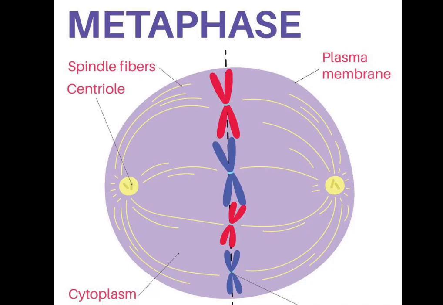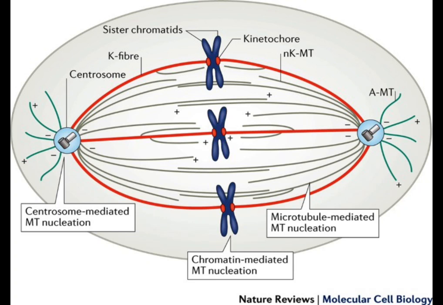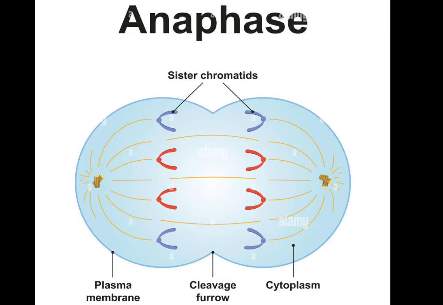After the prophase, the next phase of mitosis is called the metaphase. During the metaphase, the chromosomes migrate to the equator, and their centromeres attach to the spindle fibers at a point called the kinetochore. So during the metaphase, chromosomes migrate to the equator and are attached to the spindle fibers. After metaphase, the next phase of mitosis is called the anaphase.